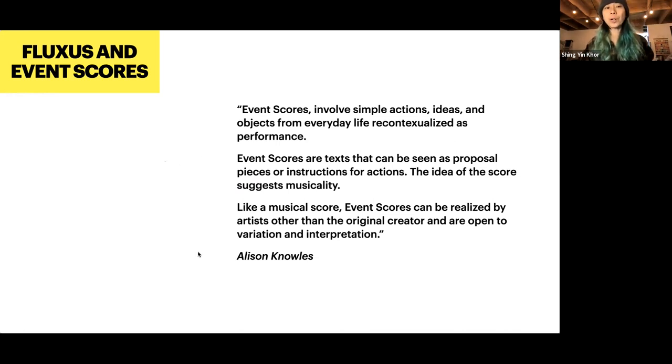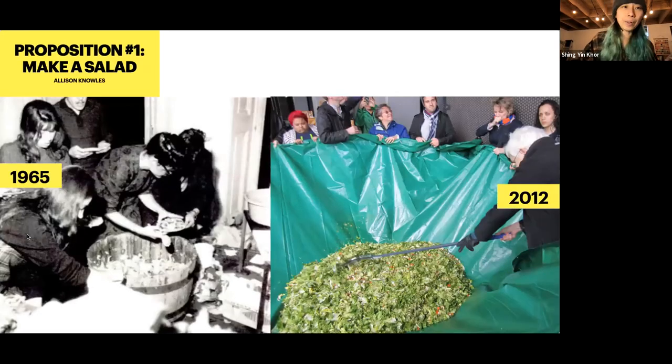Event scores were largely about process and not results. This is an example of Proposition One, Make a Salad by Alison Knowles. Here's an image of it being performed in 1965, where the salad is being made out of a pickle barrel. And more recently, where it's being made out of a tarp, which honestly, I think is kind of gross, but this is all part of the performance.